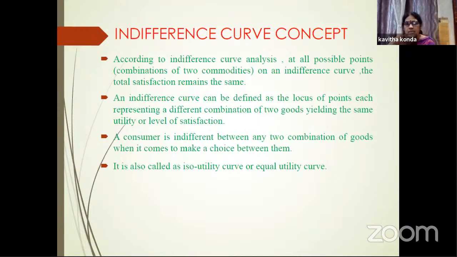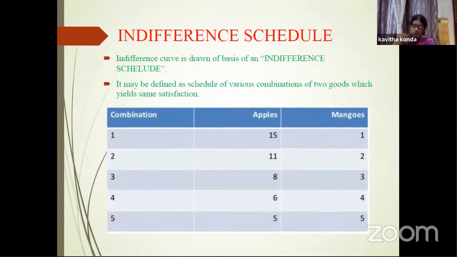This is what is explained here, and that's why the same satisfaction, the same utility or level of satisfaction, is given by these two goods, the combination of two goods. That's why it is called an iso-utility curve, or equal utility curve. Why? Because the consumer is indifferent between the two combinations of goods, and whichever he chooses gives the same utility. The same utility is derived from both combinations. That's why we call this an iso-utility curve or equal utility curve.